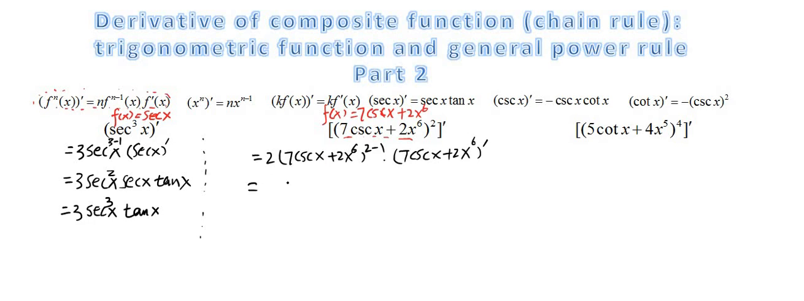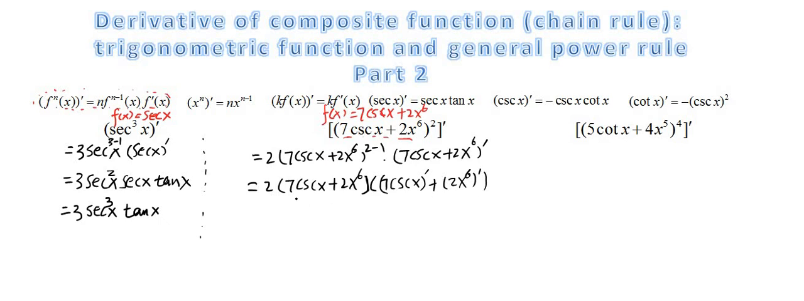So we have 7 times cosecant x plus 2x to the power 6, to the power 2 minus 1, which is 1. And here the derivative of a sum of two functions is the derivative of each function. We just write down 7 cosecant x plus 2x to the power 6, prime.